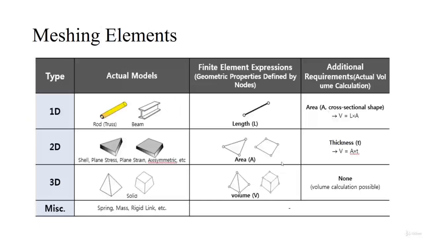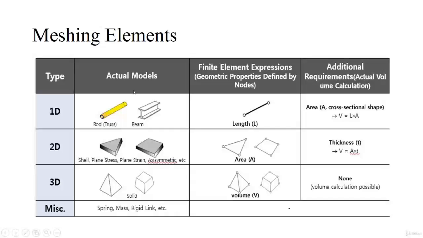Then coming to the meshing elements, there are different types of elements. First of all, I am going to tell you what a node is and what an element is. So for example, if we take the 1D element, see here, these are the actual models. Say for example, if you have a truss or rod, or if you have beams, you can model them as 1D elements. In the 1D element, these points are known as the nodes, and whatever degrees of freedom are going to be defined, they are defined at these points, and the line which is used to join these two nodes is known as the element.